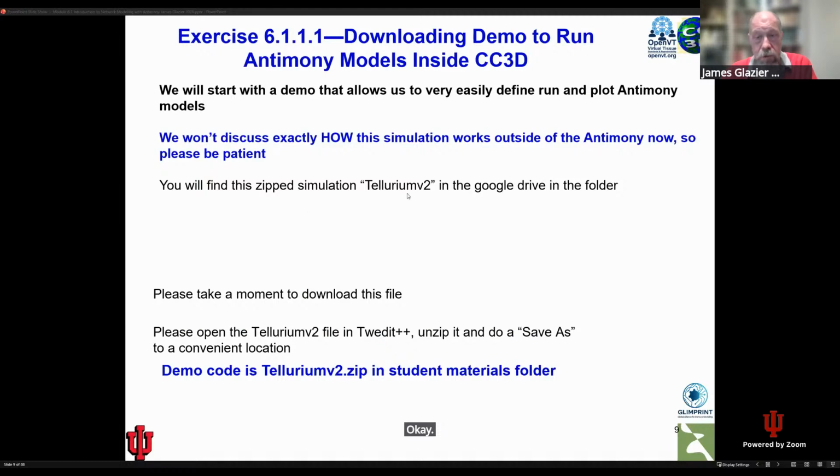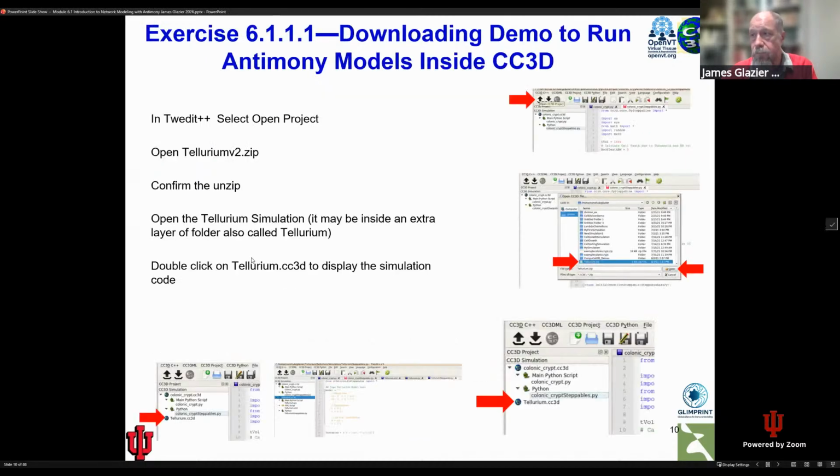As usual, when you do the download, it's going to be a zipped file. Put it somewhere like your downloads folder, desktop, or your CompuCell3D workspace. Unzip it and save it in a convenient location. Once you've unpacked it, double click on it and open the file in Twedit.